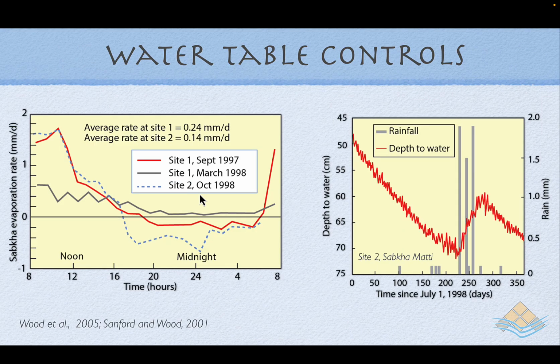Let's have a look at the evaporation rate. This is work done at the meteorological sites, Site 1 and Site 2, looking at measured Sabkha evaporation rates in millimetres per day across a 24-hour period, going from morning 8 a.m. through until 8 a.m. the following day. At Site 1 in September 97, the red line, we had significant evaporation throughout the day, but at night it fell off to where it became negative. We had dew points reached in the Sabkha overnight, so we had the reprecipitation of moisture on the Sabkha.